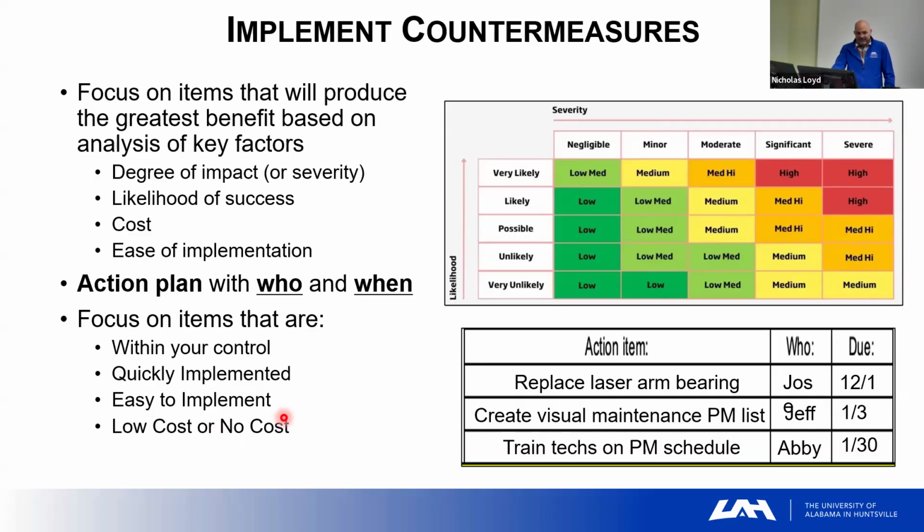Then when we develop the countermeasures, the do part of Plan, Do, Check, Act is to actually implement them. A lot of times we'll have different alternatives. We could do this, this, or this, and then have a risk matrix to help evaluate those alternatives. Every countermeasure should also have an action plan with people responsible and when it's going to be done. And that just gives you a greater chance of it getting implemented.